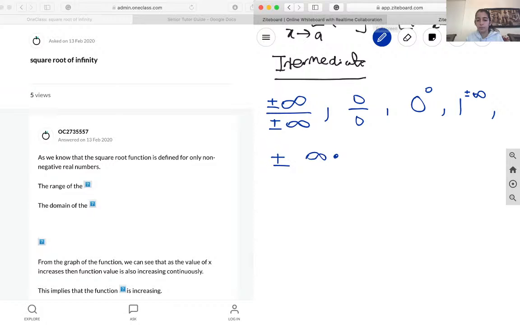That is a dot. 0. Then we have if infinity to the power of 0. We have infinity minus infinity. Okay. So 1, 2, 3, 4, 5, 6, 7. 7 intermediates right over here.